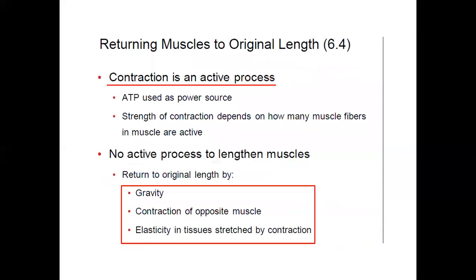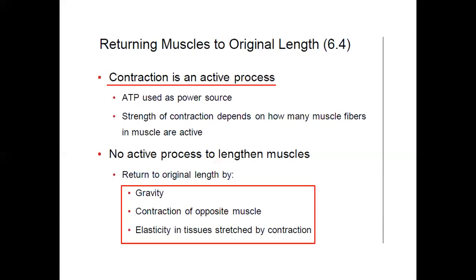When a muscle returns to its original length, it's basically just a passive process. Contraction is completely active. You use ATP as a power source. The muscle contracts by using ATP that fuels the myosin head swivel. When your muscles relax, it's basically just gravity helps pull them down, and the contraction of the opposite muscle. So an opposing muscle to the bicep would be your tricep. If the bicep flexes your elbow, the tricep extends it. So sometimes opposing muscles can help relaxation of a muscle.